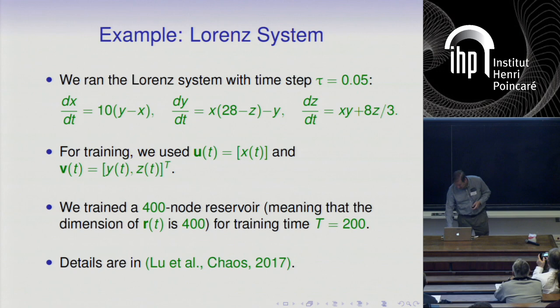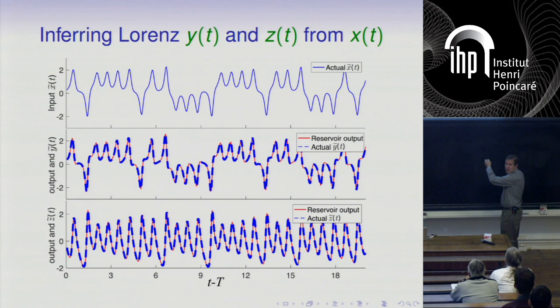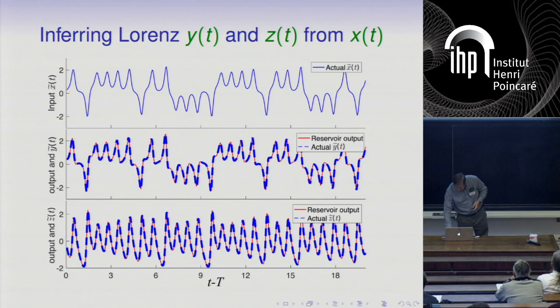This is 20 time units worth of Lorenz evolution. So what we're training on is basically 10 times as much as this, just a few hundred oscillations. What I'm showing you here is after the training is done, here is the U of T in the top panel, and in the bottom, the inferred V of T, or Y of T and Z of T against the real ones, and they match to within the resolution of the graph. It works extremely well once we've tuned things appropriately.